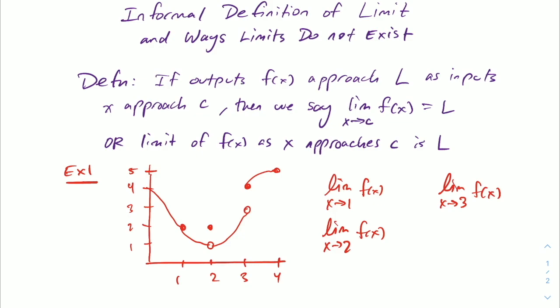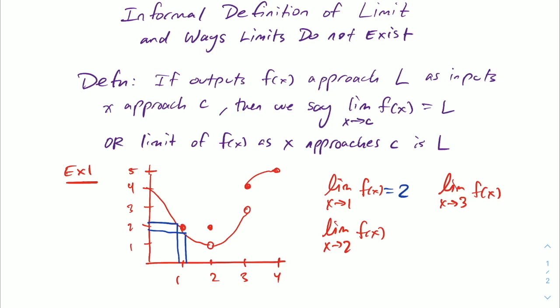Okay, so we'll start with limit as x goes to 1. What we want to do is look at inputs that are close to 1, and look at the corresponding outputs. We can be close to 1 in two ways. We can be above 1 or below 1. And as we get close to 1, the outputs, the f of x values, approach 2. So this is going to be 2. And you might say, why don't I just use the function output at 1, which is 2, to find the limit? And that works for this point at 1.